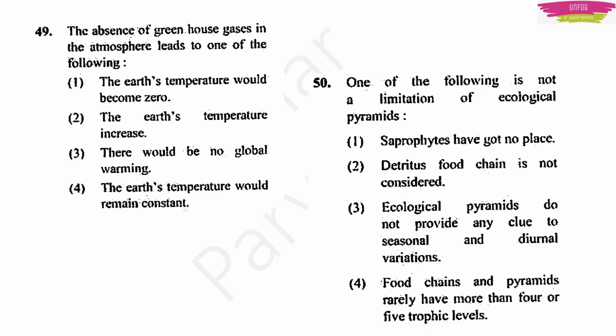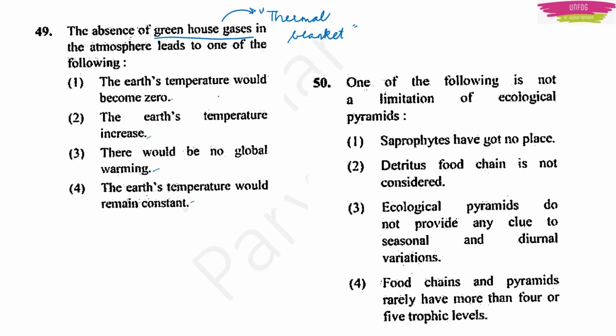Next we have, the absence of greenhouse gases in the atmosphere leads to one of the following. The options are given as the Earth's temperature would become 0, the Earth's temperature would increase, there would be no global warming, the Earth's temperature would remain constant. So, these greenhouse gases are also known as the thermal blanket of the Earth. Thermal blanket, as the name suggests, blanket means it keeps our body warm, right? Thermal means heat. So these greenhouse gases are like a blanket of heat around the Earth. If you remove this blanket, then the temperature of the Earth would fall to negatives and 0 degrees, right?